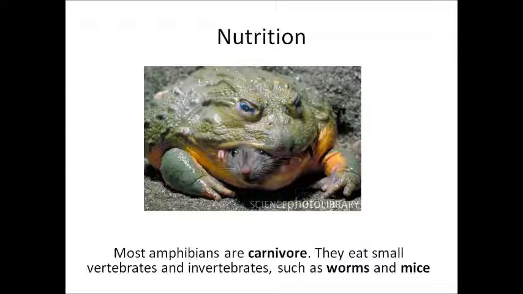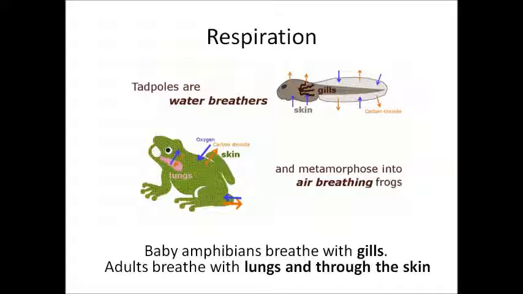Nutrition. Most amphibians are carnivores. They eat small vertebrates and invertebrates, such as worms and mice. Respiration. Baby amphibians breathe with gills. Adults breathe with lungs and through the skin.